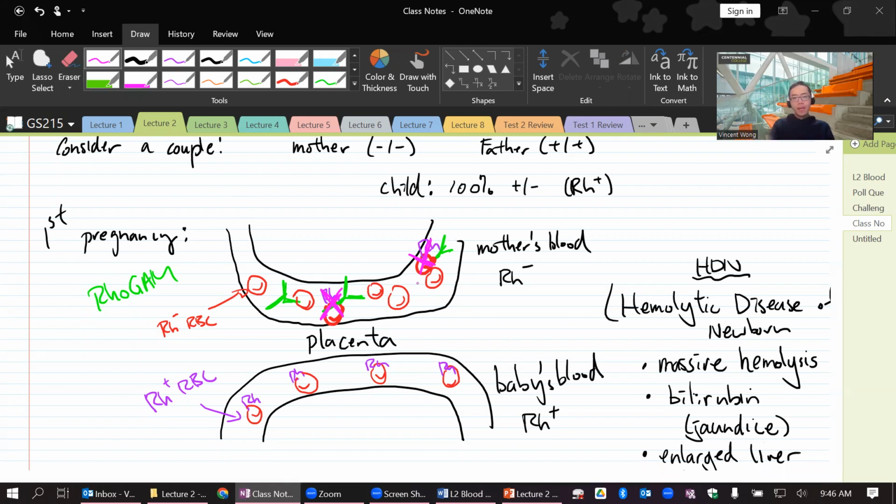By mopping up all the positive cells that are coming in, you prevent sensitization from happening, because you don't give a chance for the immune system to be triggered. So the mother will not be sensitized. So the second pregnancy comes along. It's not going to affect the baby because you were never sensitized. You wouldn't have those antibodies in your system. Does that make sense?